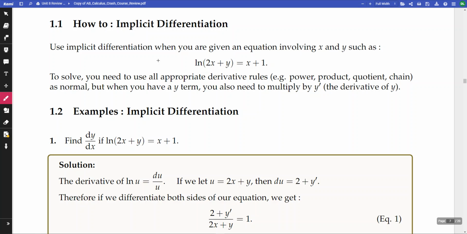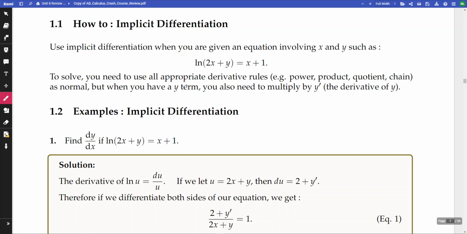Okay, in this video, we're going to do a quick review on implicit differentiation that you may have encountered in your first calculus course. All right, so we know we're going to use implicit differentiation when you're given an equation involving x and y, such as this, the natural log of 2x plus y is equal to x plus 1.